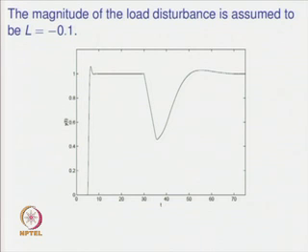Let us see the sort of responses we get from the advanced Smith predictor that is controlling an integrating process now. When the magnitude of the static load disturbance L is equal to minus 0.1, we get the set point response given on the left hand side of this plot, and the load disturbance response given on the right side of this plot. Again, it is observed from this plot that we get quite satisfactory set point response, although the disturbance response can be improved upon further.